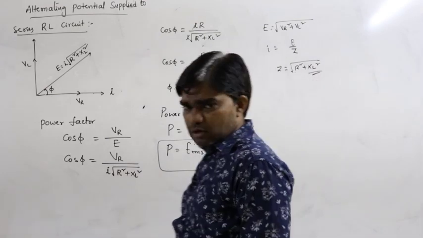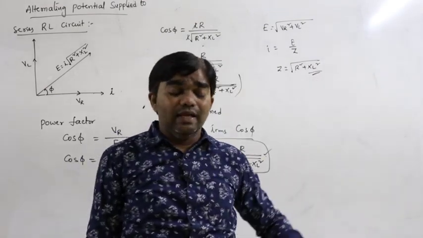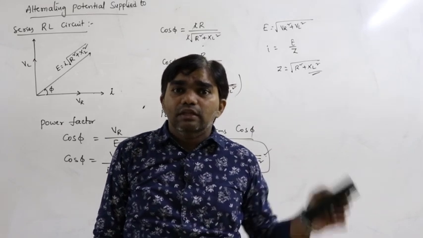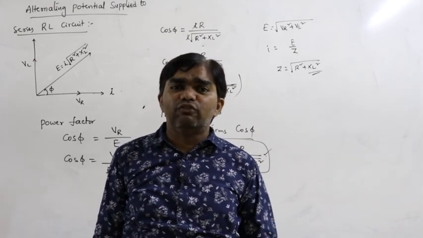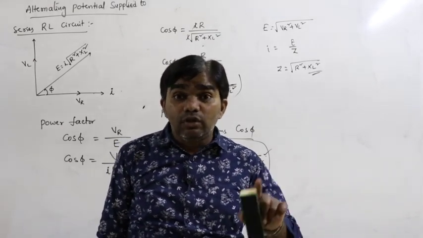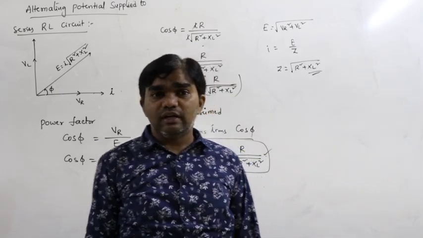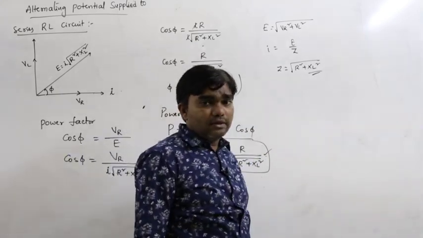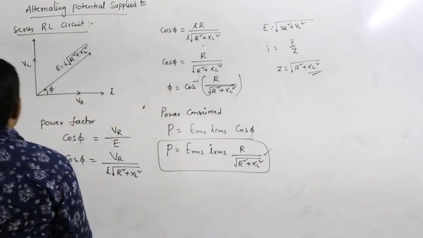So these are the points we have to remember. What is Z? Impedance. What is meant by impedance? The total resistance offered for the flow of alternating current. So that is called impedance. And this is the one.